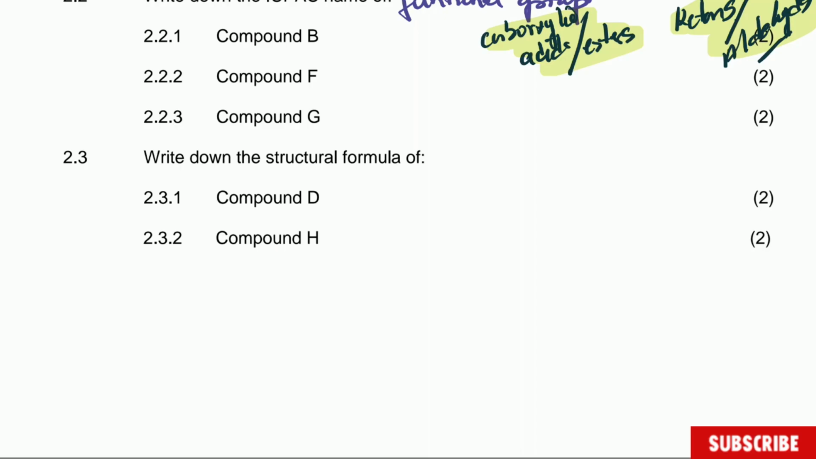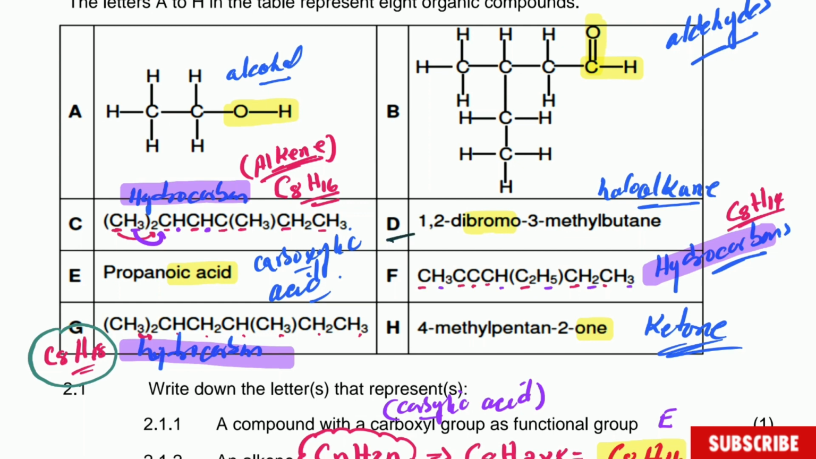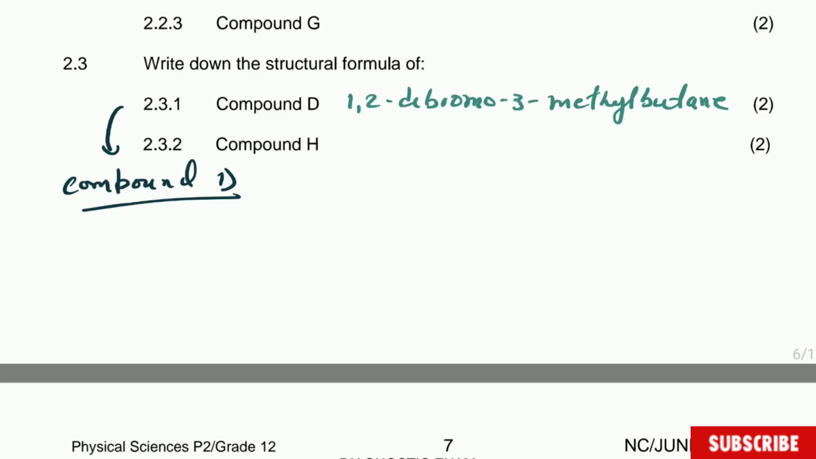Question 2.3. Write down the structural formula for compound D, and compound D is a haloalkane. So here is compound D: 1, 2 dibromo 3-methyl-butane. Now in this work, we are going to start by writing the number of carbons. It is but-, so I'm going to have 4 carbons, 1, 2, 3, and 4 in a straight line. Remember, but- means 4 carbons.